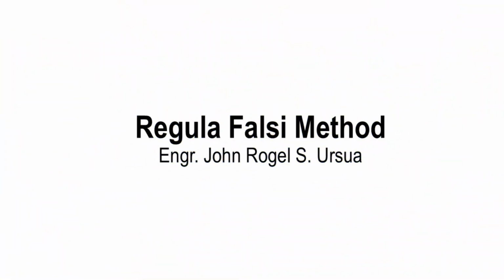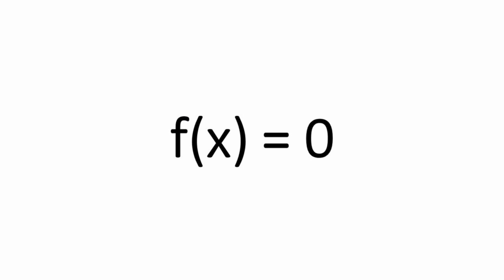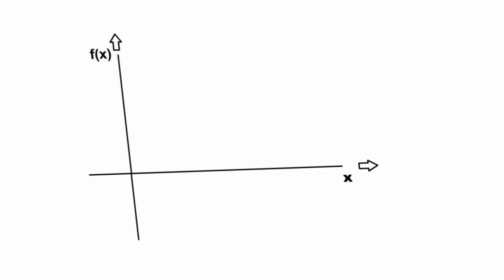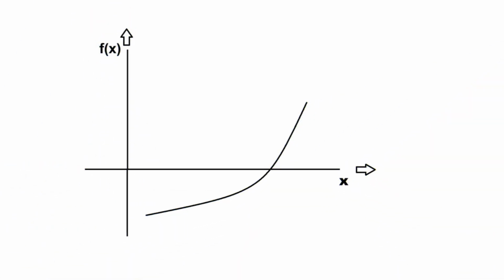Our topic is all about Regula Falsi. The Regula Falsi method, also known as the false position method or linear interpolation method, is a bracketing algorithm for numerically solving equations of the form f(x) = 0. This approach requires a continuous function over an interval [a, b], where a root is known to exist.